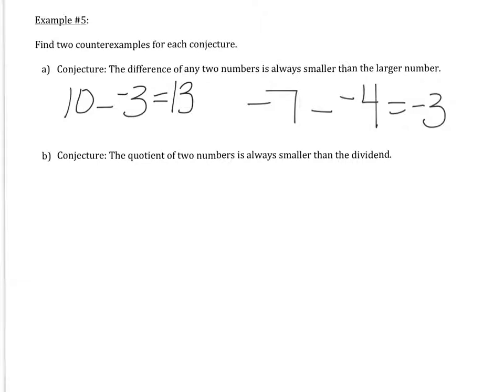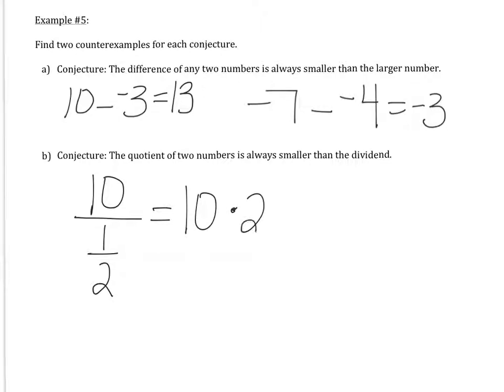So let's just start off with, just like last time, 10. And I want to divide by 1/2. If you remember, dividing by a fraction is the same thing as multiplying by the reciprocal. So the reciprocal of 1/2 is 2. So 10 divided by 1/2 is the same thing as 10 times 2, which would give me 20, which would disprove this conjecture that your answer is always going to be smaller than the dividend. So 20 was bigger than the dividend of 10.